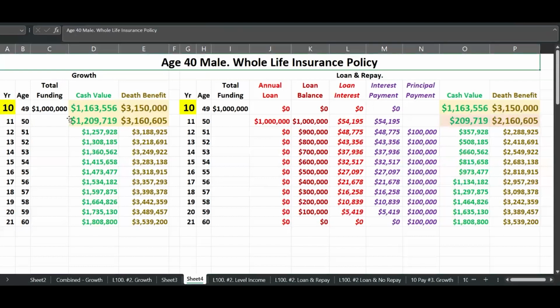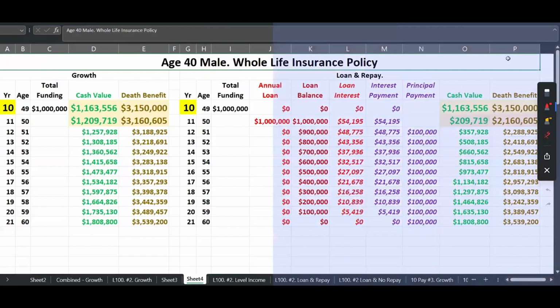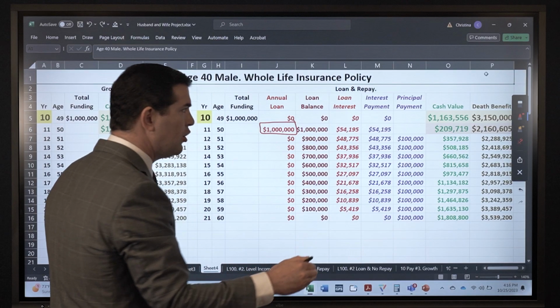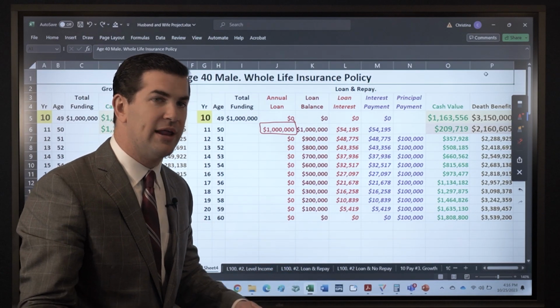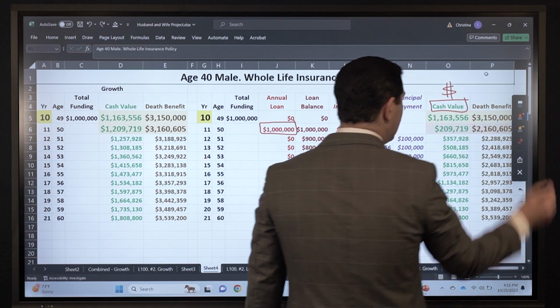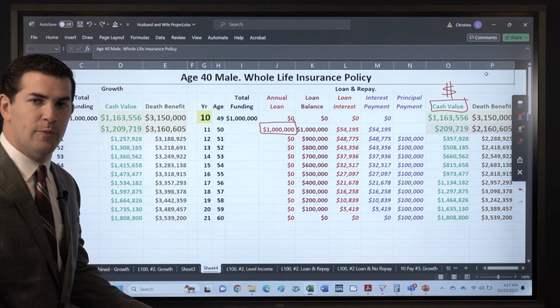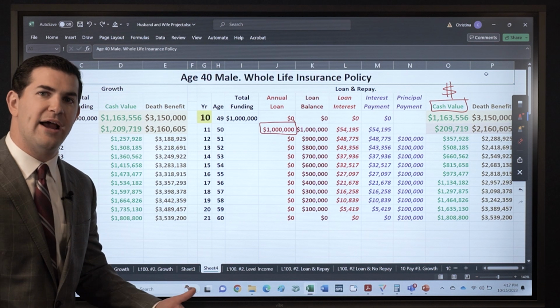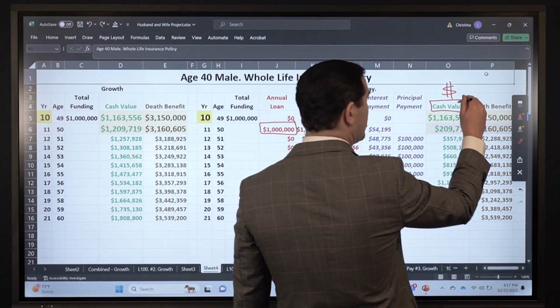What happens here? They're less. Why? The reason why is because you took a policy loan of how much? $1 million. Whenever you take a loan against your policy, whatever you have in cash value is the equity that you have access to. So if you said, what's the maximum amount I can borrow? It's whatever your cash value is.